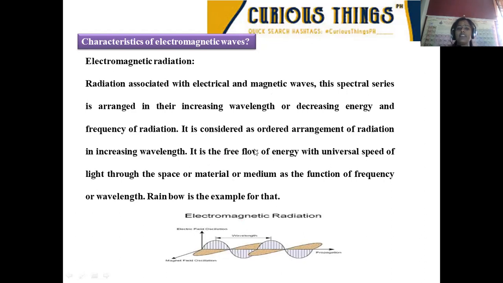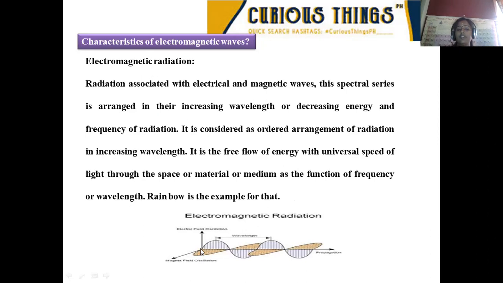This entire thing is said to be electromagnetic radiation. It is the free flow of energy at the universal speed. The speed of light is 3 into 10 to the power 8 meter per second. That may be in air, water, solid, any medium. Even in a vacuum, light travels with the same, constant speed. Right? So through space and material medium as a function of frequency or wavelength. Rainbow is the simplest example corresponding to electromagnetic radiation.